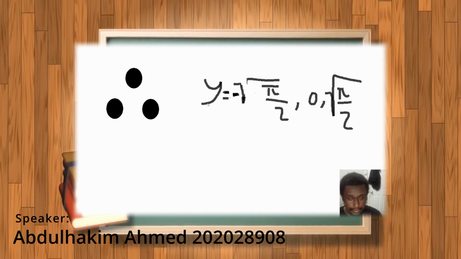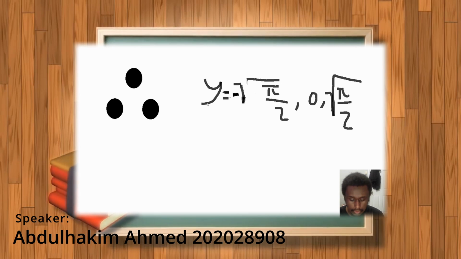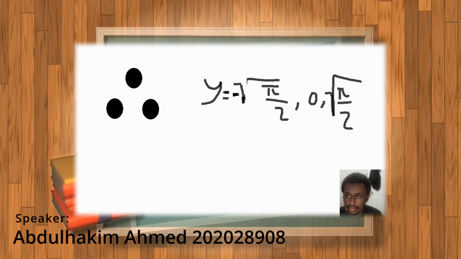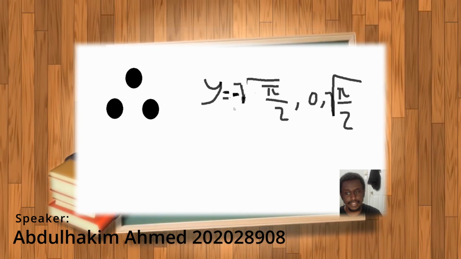So there you have it, folks. These are the critical points. When you derive for y, you have negative square root of pi over 2, 0, and square root of pi over 2. Thanks for watching.